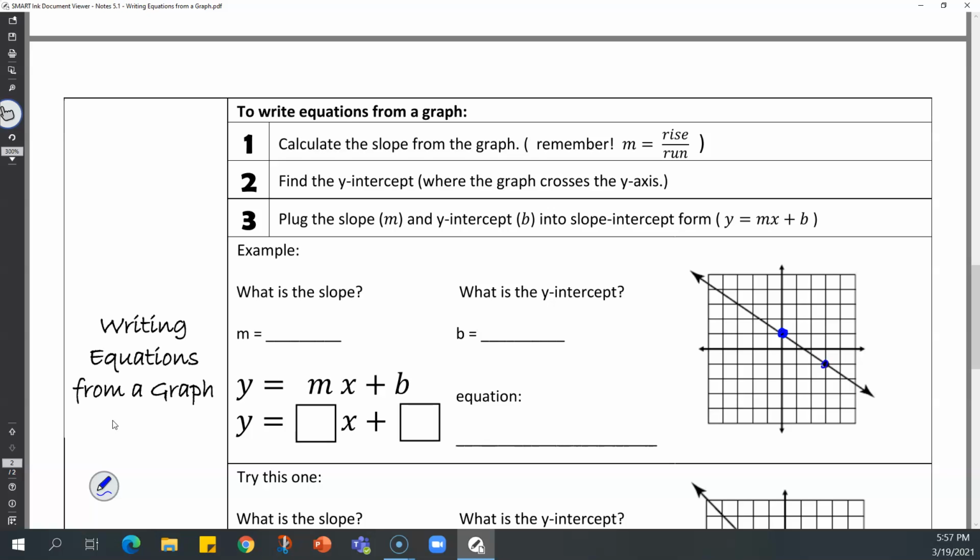Here's my first point. Here's my second point. I'm going 1, 2 down, so my rise is -2. I'm going 1, 2, 3 to the right, so my run is 3. Again, you can go 2 up and 3 to the left, as long as you're careful with your signs. So my slope is rise over run, -2 over 3, which reduces just to -2/3.